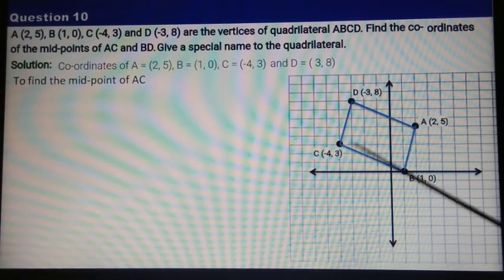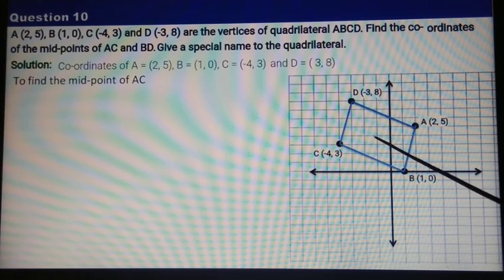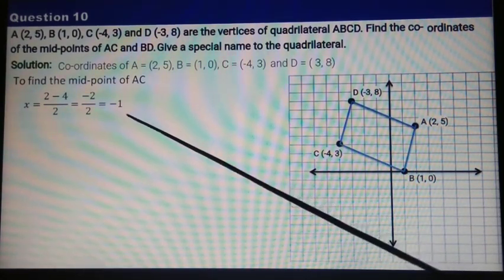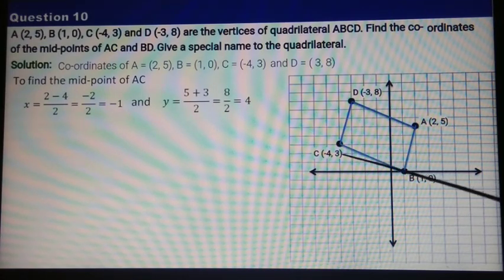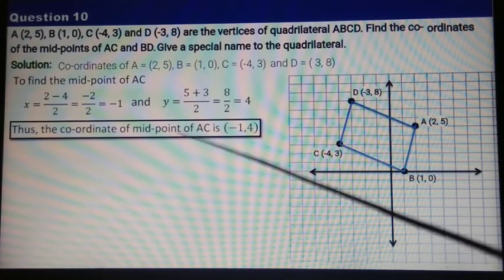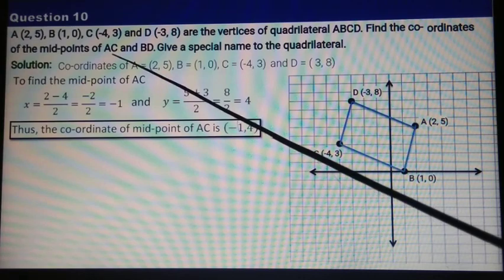So to find the midpoint of AC, we have the coordinates of A and we have the coordinates of C, right? If I call this x1, y1, and this x2, y2, and if I call the midpoint x comma y, then x will be equal to (x1 plus x2) whole divided by 2, which turns out to be minus 1. Similarly, y will be equal to (y1 plus y2), that's 3 plus 5, divided by 2, which turns out to be 4. So the midpoint of AC is minus 1 comma 4. We have found the first answer.